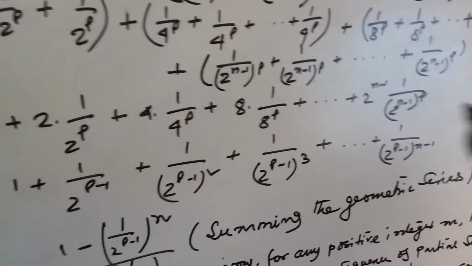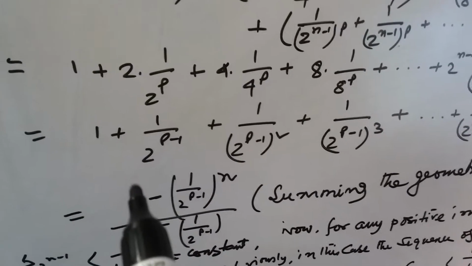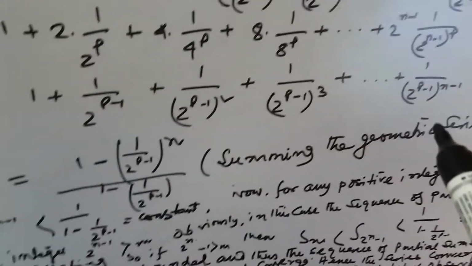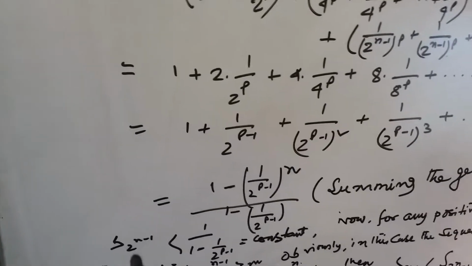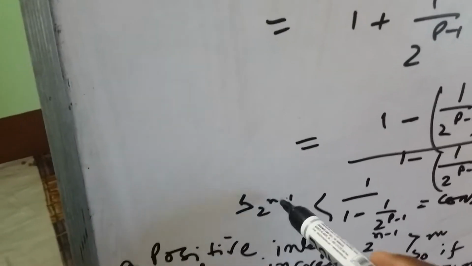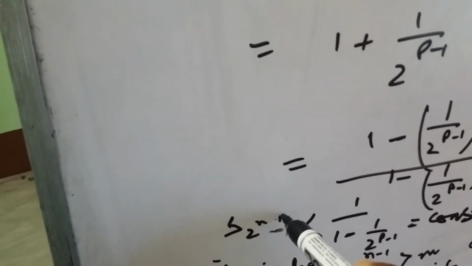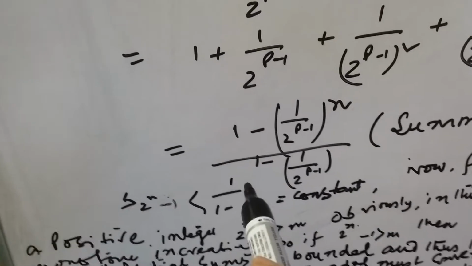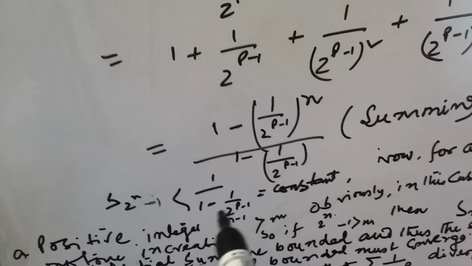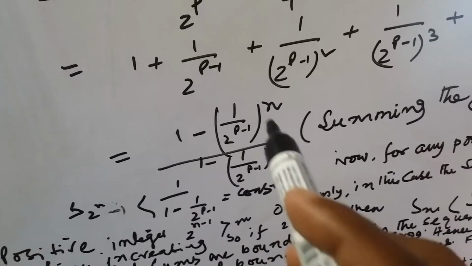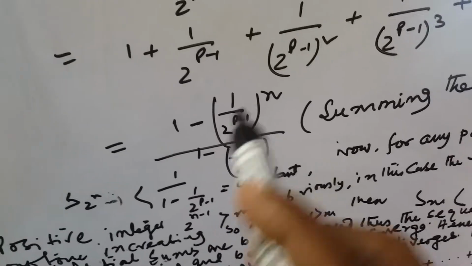Then this is a geometric series, so you can write (1 minus r to the power n) by (1 minus r), summing the geometric series. So S of 2 to the power n minus 1 is less than 1 by (1 minus 1 by 2 to the power p minus 1). From this you can easily understand.